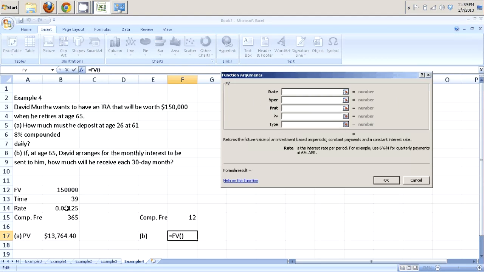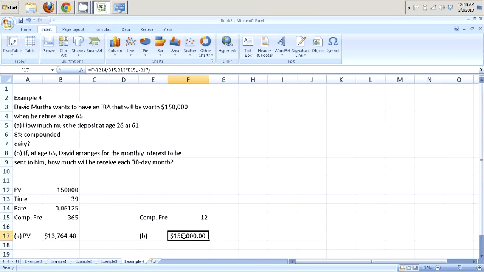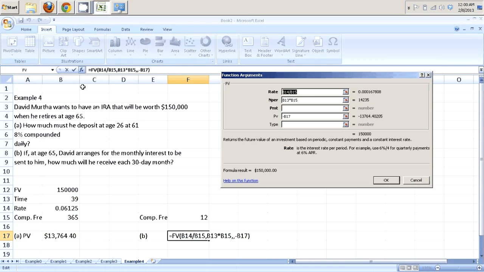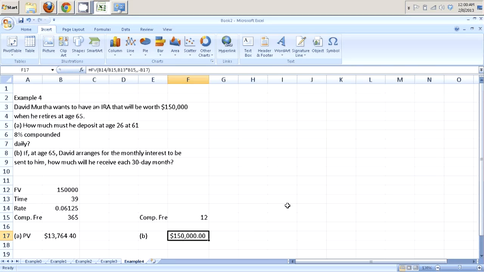The rate is still that divided by the compounding frequency. The number of periods is still time times the compounding frequency. There's no payment, but there is a negative present value, which is that much. You can always come back up here, click on this, and it tells you the wizard. So negative B17. Okay, so this is the future value. Alright, good job, us.